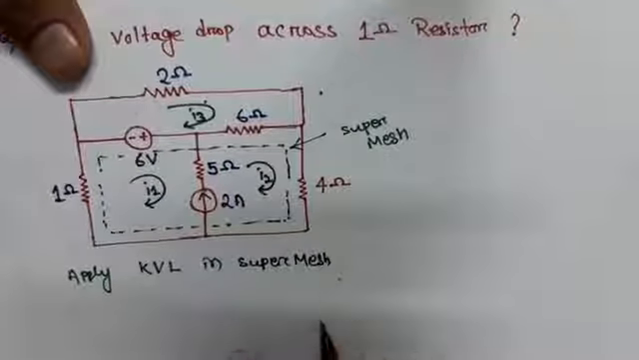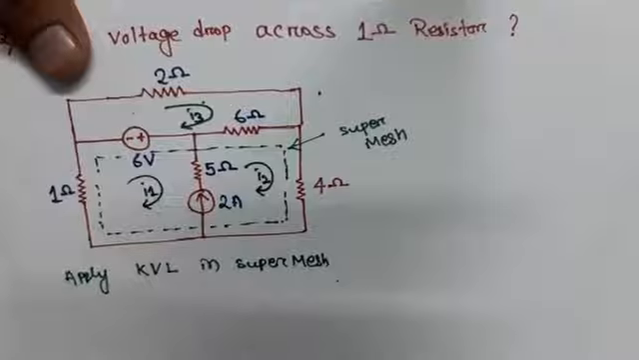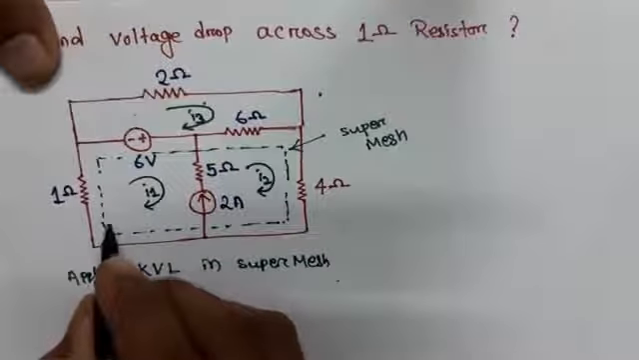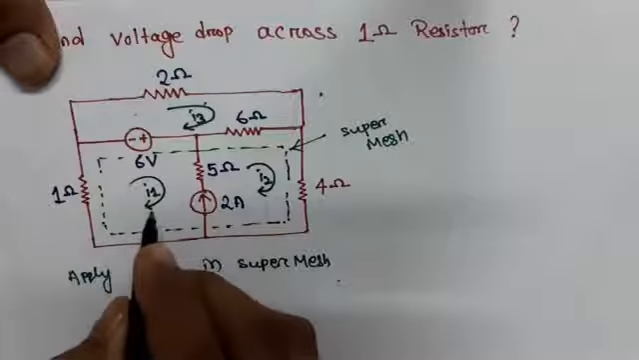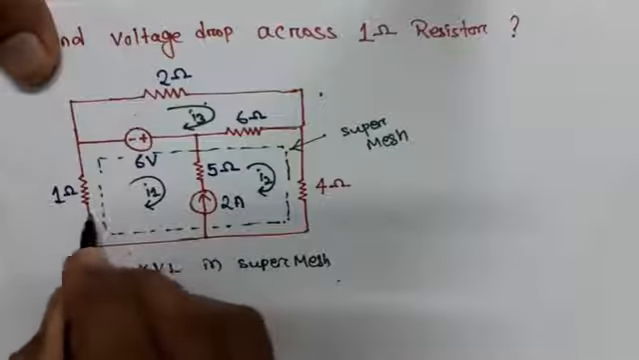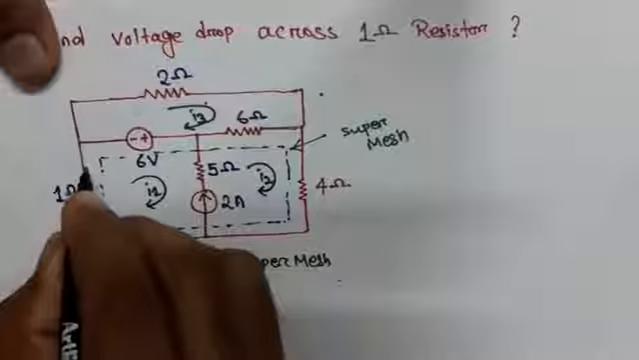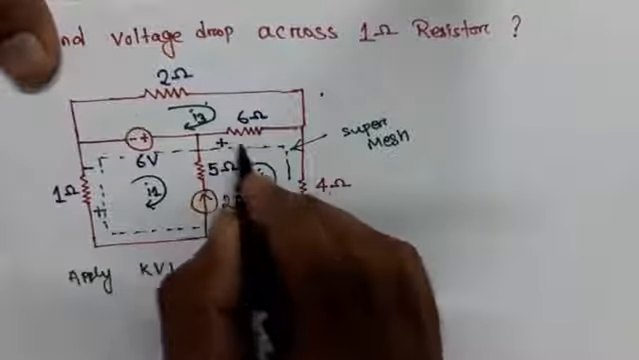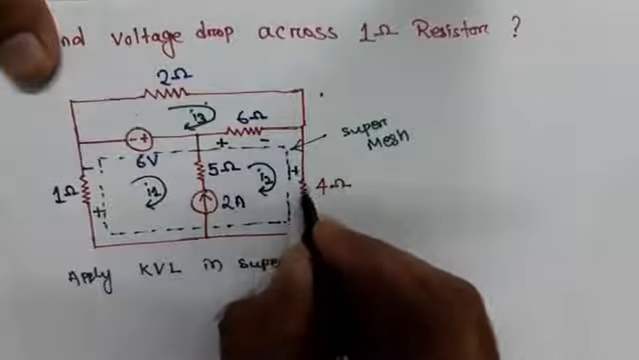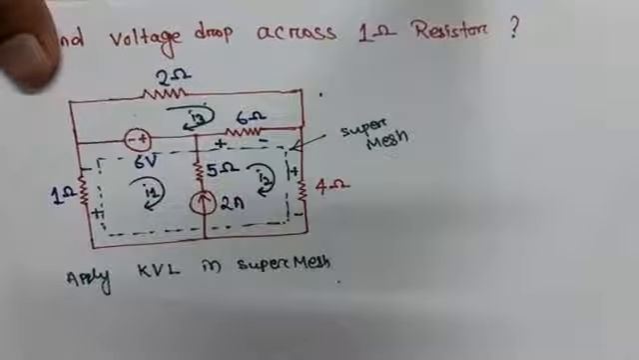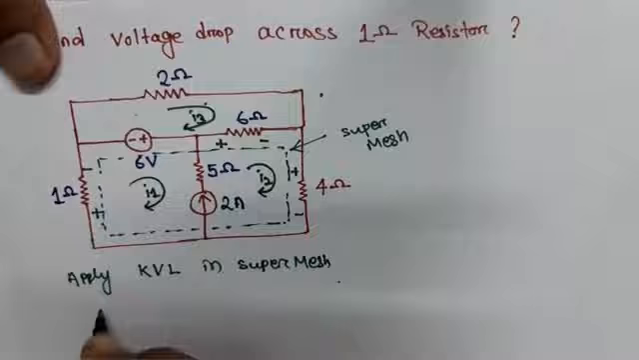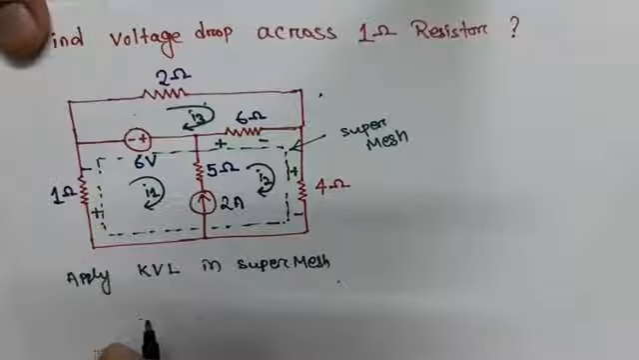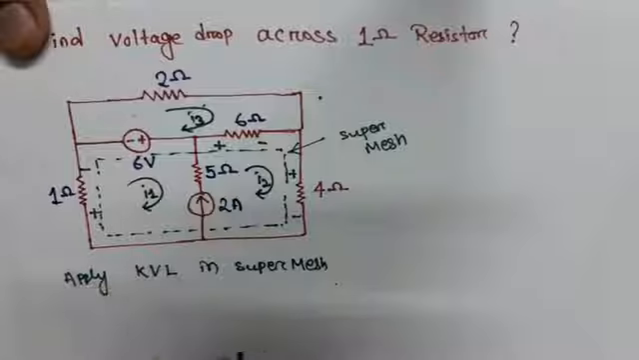First we mention the voltage polarity. The current I1 is flowing like that, we assume that, so that is plus and that is minus. Here I2 is flowing through the plus minus and plus minus. We write a KVL equation. If you do not know how to apply KVL in mesh analysis, you can go with my previous video.